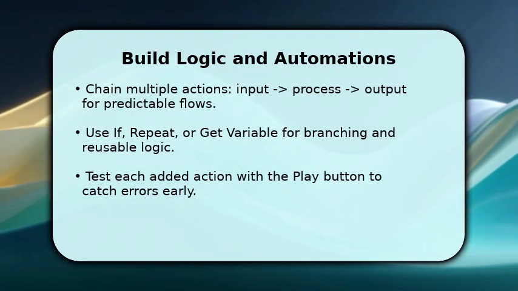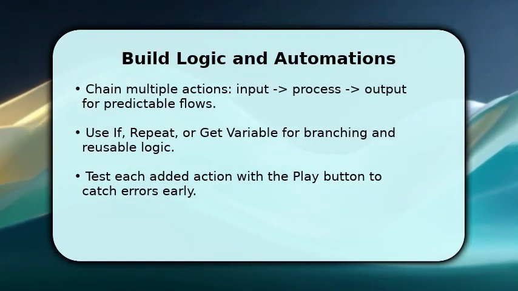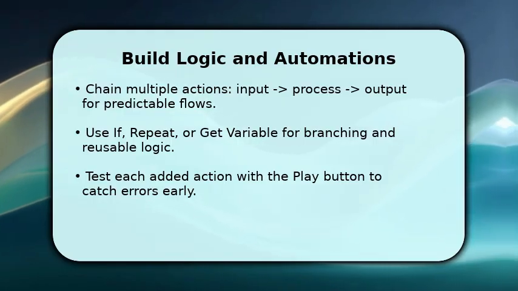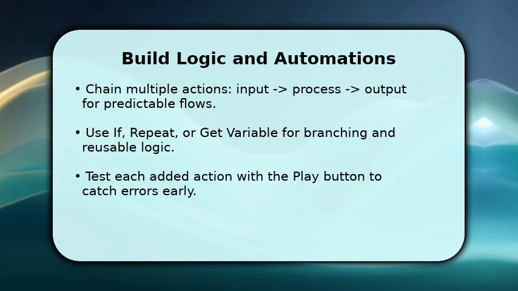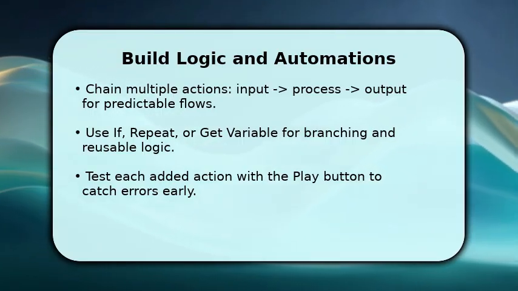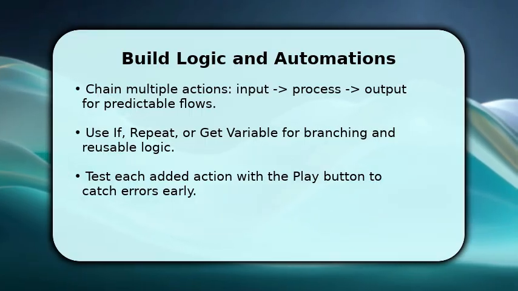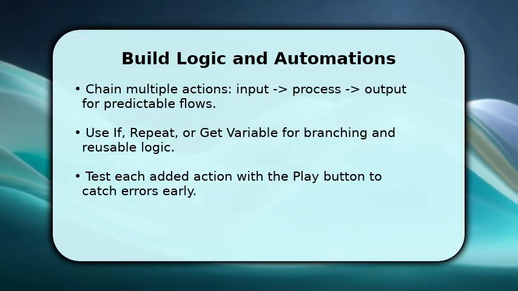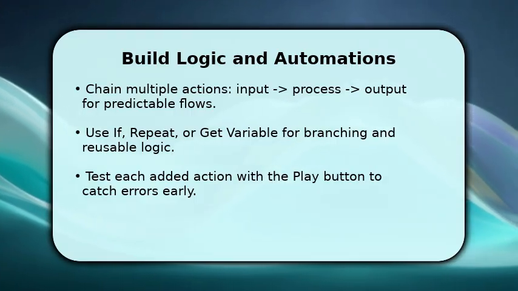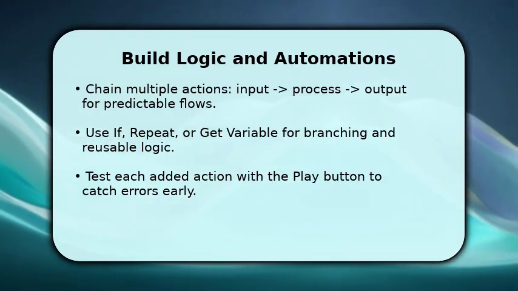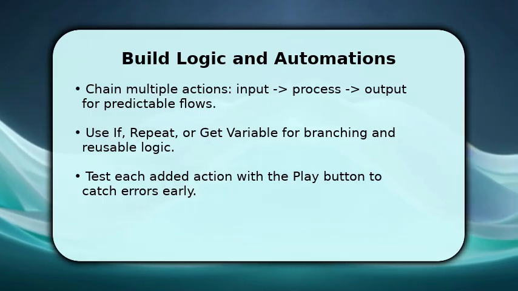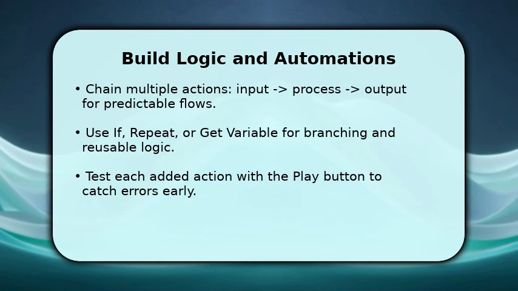Now you'll add the middle logic that makes the shortcut useful. Start by chaining actions. Input, process, then output. That order keeps data predictable. Use if blocks, repeat loops, and get/set variable so your shortcut adapts to conditions and reuses results. Once you add an action, tap play to test that step. This iterative testing reveals mismatched types or missing permissions. Also, add comments and rename variables so you can revisit the logic without guessing what each block does.